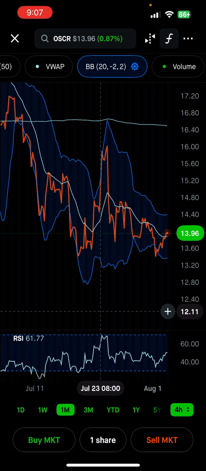I have it on the standard version, but you can edit it to however you like. And then VWAP as well, you can add on here, but I don't use it, so no need for me.